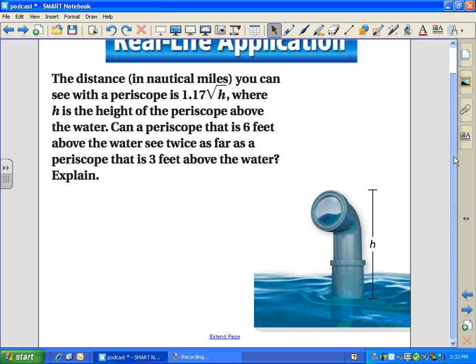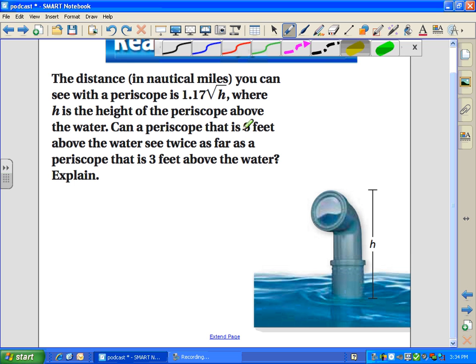All right, real life application. The distance in nautical miles you can see from a periscope is 1.17 square root of h, where h is the height of the periscope above the water. Can a periscope that is 6 feet above the water see twice as far as a periscope that is 3 feet above the water? Explain.